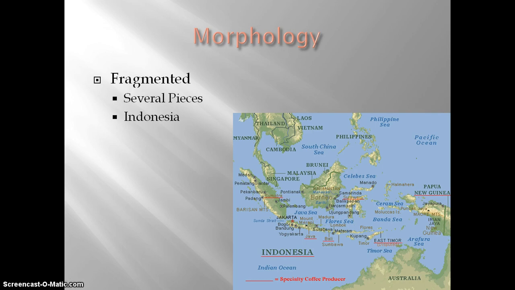A fragmented state is any state that contains several separate pieces. You can see the state of Indonesia is a series of several islands in the South China Sea, north of Australia. Of course, the United States would be fragmented because we have Hawaii off of us, and the Florida Keys. There are several examples around the world; Indonesia is just an easy pick.